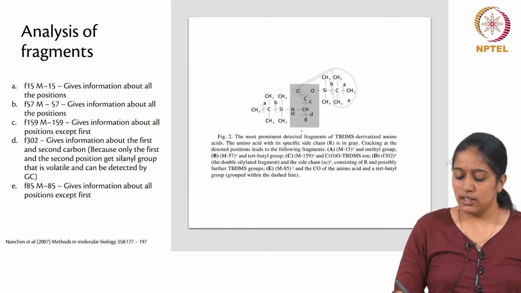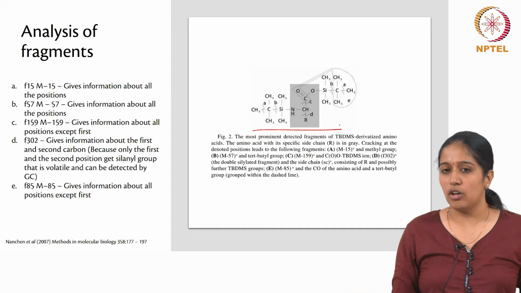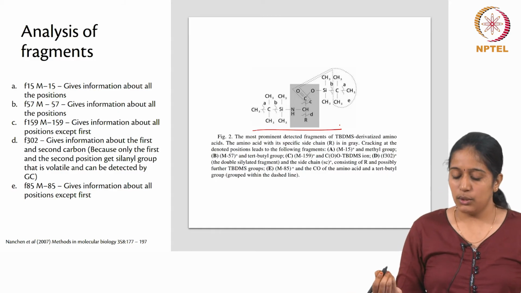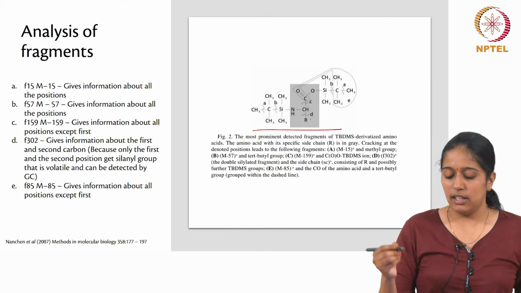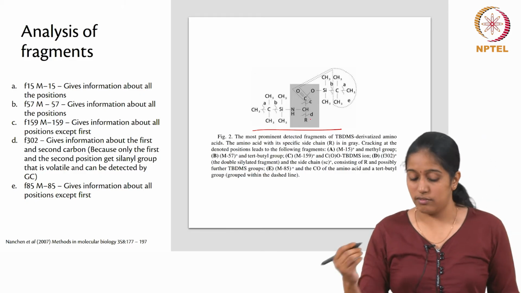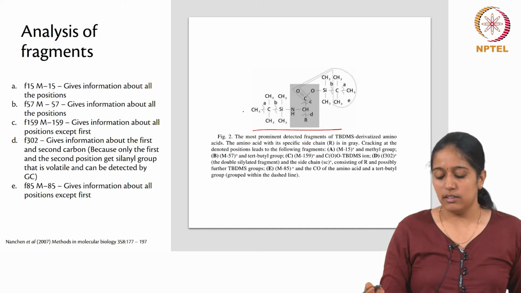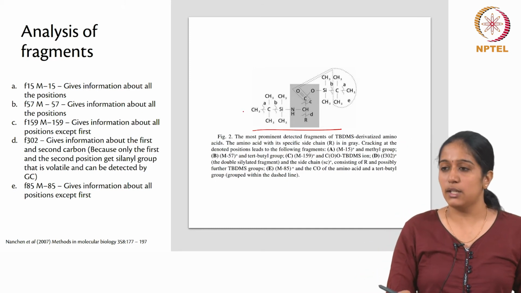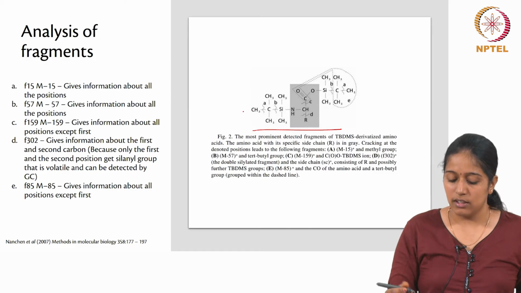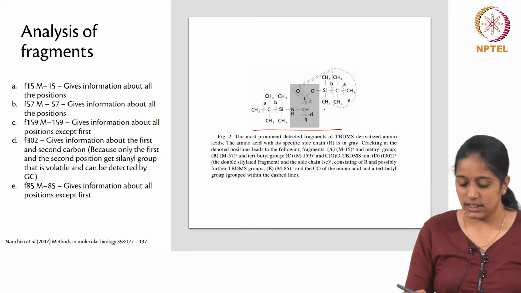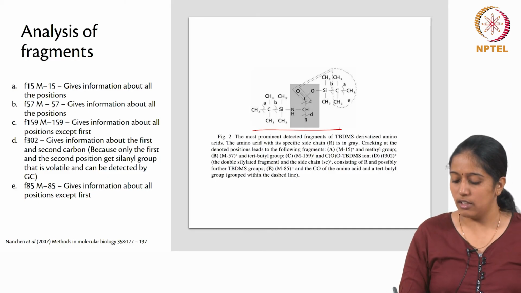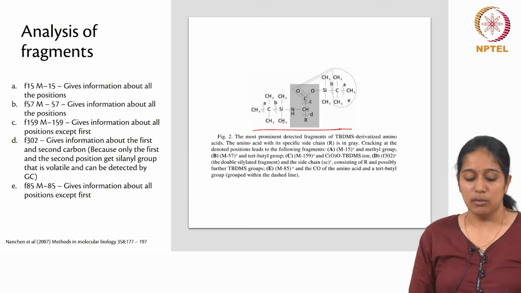So, this is the derived form of any amino acid. You have the silyl derivatives which attack the reactive hydrogen of an amino acid and form a derivative which, when subjected to GCMS analysis, leads to different fragmentation, different fragments. If you subject this particular substance to GCMS analysis, the most prominent fragments that you observe are 5.